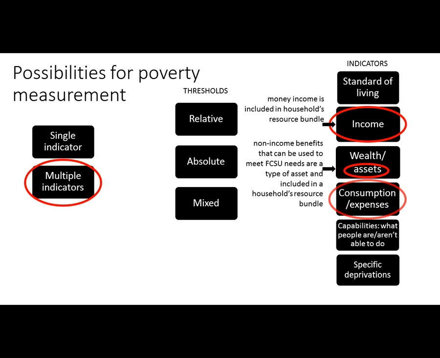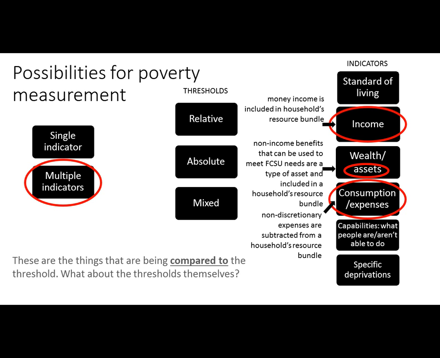And it appears that consumption or expenses is also in the mix because, remember, these non-discretionary expenses like MOOP, taxes, and work expenses are subtracted from a household's resource bundle. So we have at least 3 indicators in the mix so far. Now, these are the things that are being compared to the threshold: the household's resource bundle, things that are added and subtracted. What about the thresholds themselves, that center column?